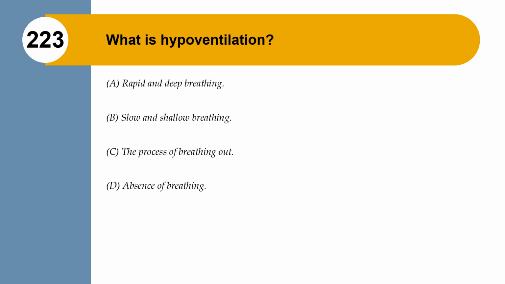Option A, rapid and deep breathing. Option B, slow and shallow breathing. Option C, the process of breathing out. Option D, absence of breathing.